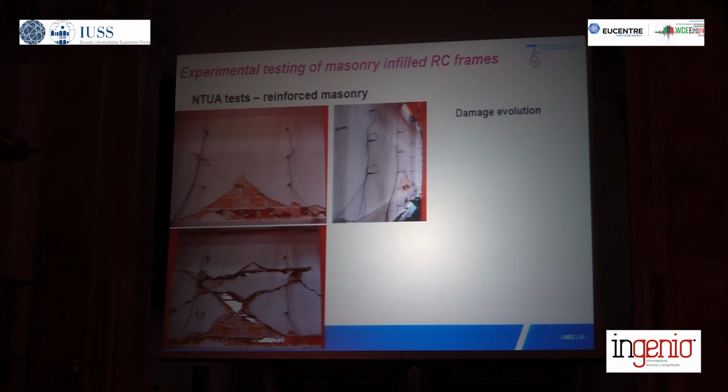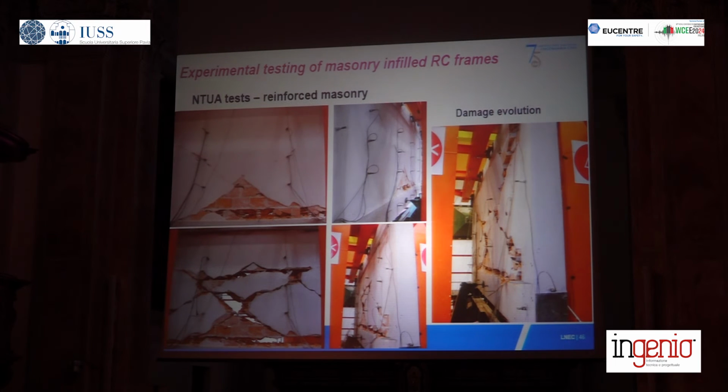So the damage evolution goes like this until the very end, where you see on the figure on the right that you already have pieces which are completely inclined, but they are not falling out of the model because of the bed joint reinforcement.